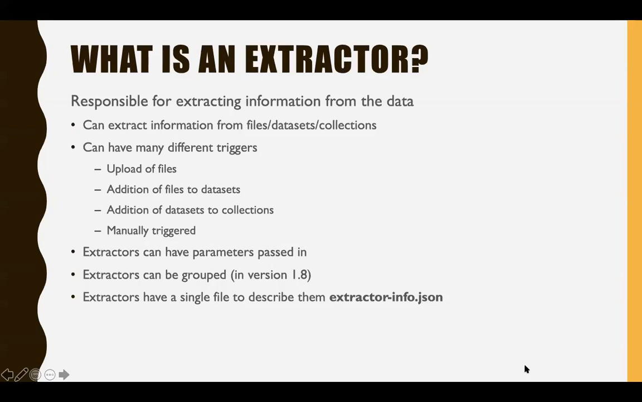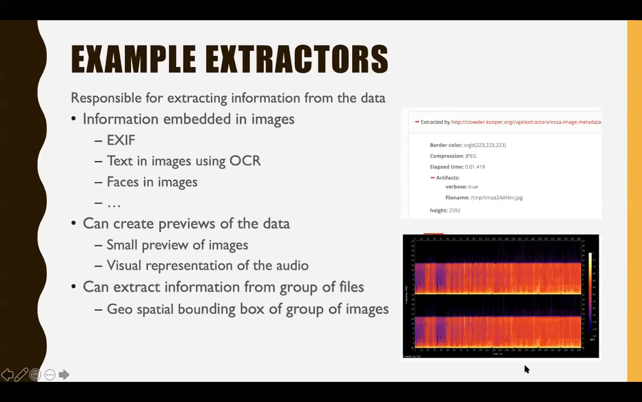The extractors can be grouped together. I forgot the exact terminology that we're using for this. This is a new feature that will be released, I believe, in the 1.8 release of Clowder. Extractors have a single file to describe them, which is the extractor_info.json, and I'll go into a little more detail on that. So this gives you a little information about what an extractor is, what they do, etc.